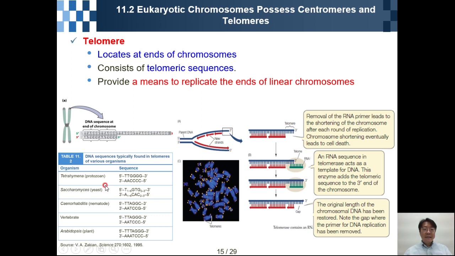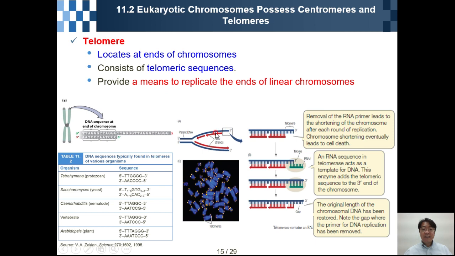How about other organisms? For example, Tetrahymena has the telomeric sequence TTGGGG. Table 11.2 summarizes the DNA sequences typically found in the telomeres of various organisms. The telomere provides a means to replicate the end of a linear chromosome.